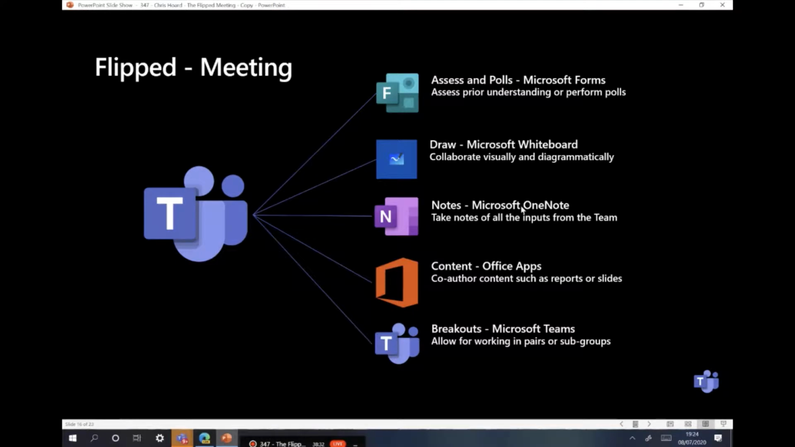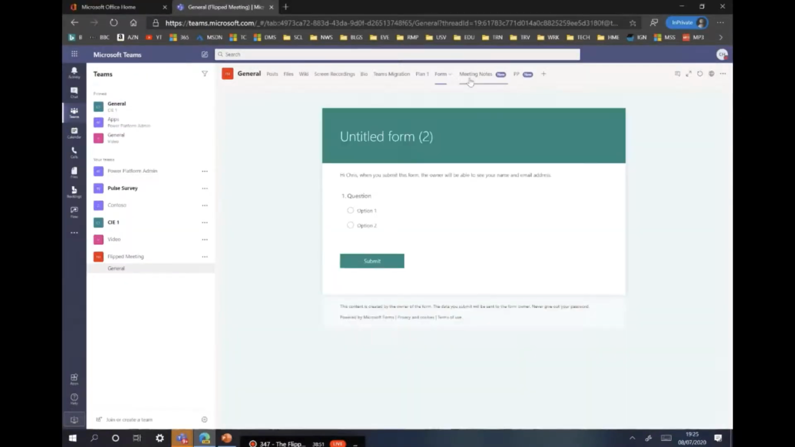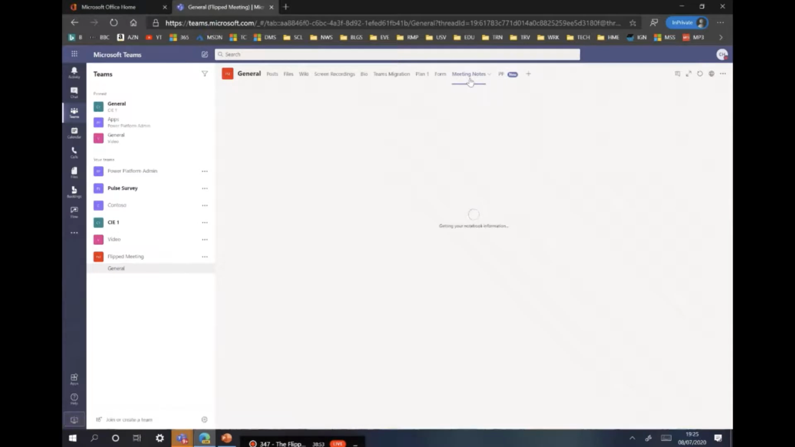We can use OneNote. So everything that our team puts down within it, they can take the minutes, the attendees, as opposed to anyone else having to do it for them. They can put down their minutes, their inputs, their thoughts. They can all work collaboratively together using the meeting notes. Just going to call that up.